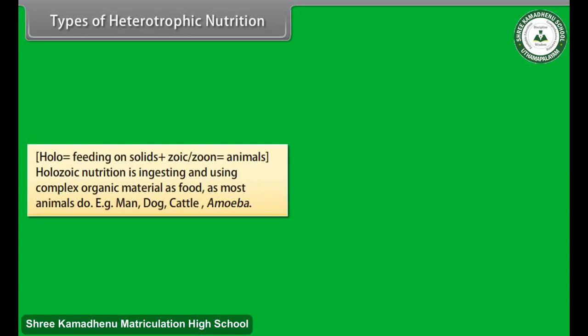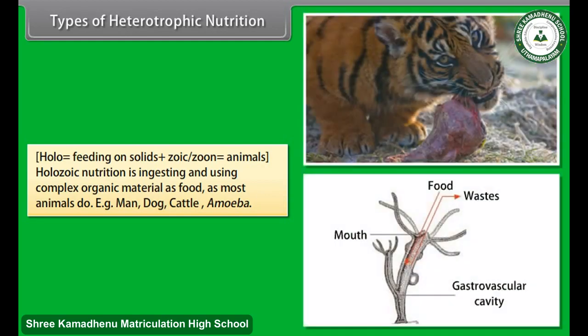Holo, feeding on solids, and zoic, zoon, means animals. Holozoic nutrition is ingesting and using complex organic material as food as most animals do. That is man, dog, cattle, amoeba.